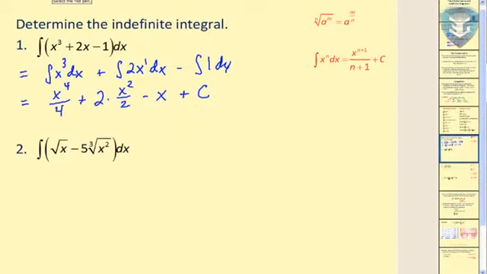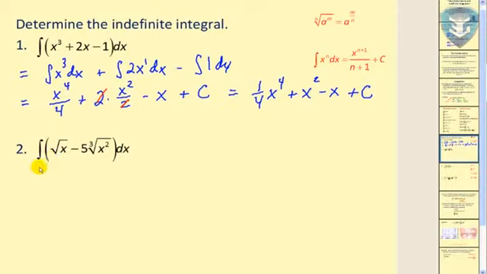Now we need to clean this up a little bit, and we're done. Here the 2 and the 2 simplify, and that's pretty much it. So our final antiderivative would be, now we can leave it in this form where we could write it as 1/4 x to the fourth plus x squared minus x plus c.